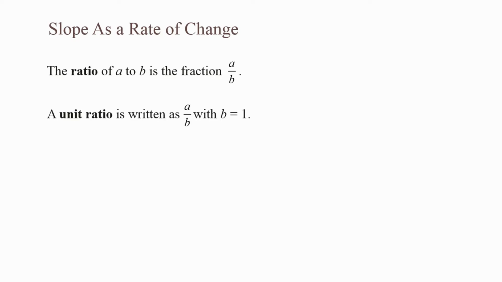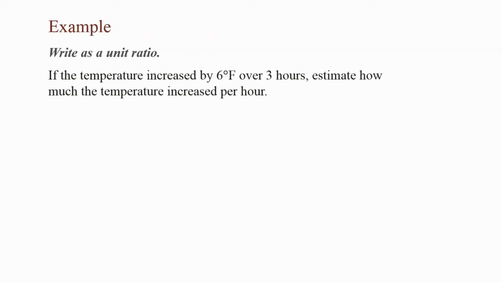Slope as a rate of change. The ratio of A to B is the fraction A over B. A unit ratio is written as A over B with B equal to 1. In this example, write as a unit ratio.